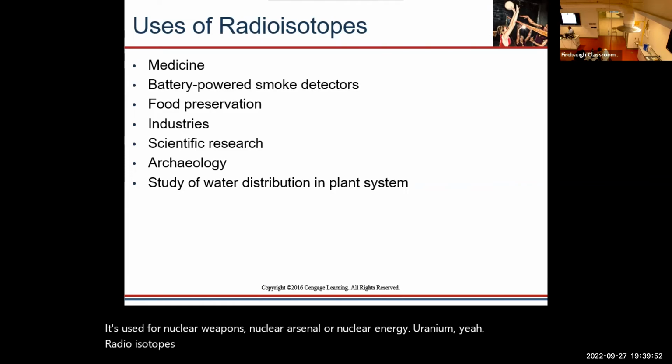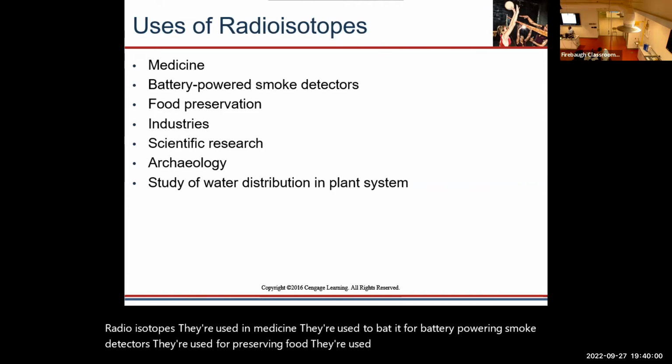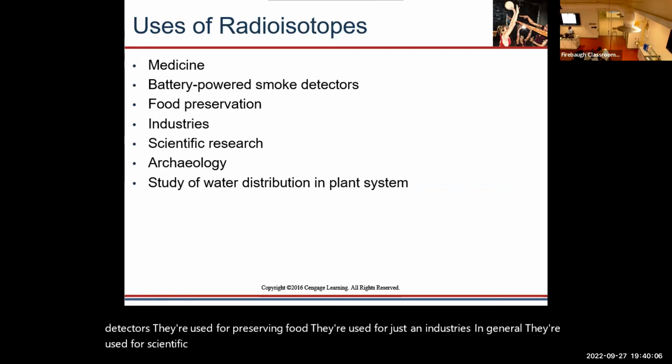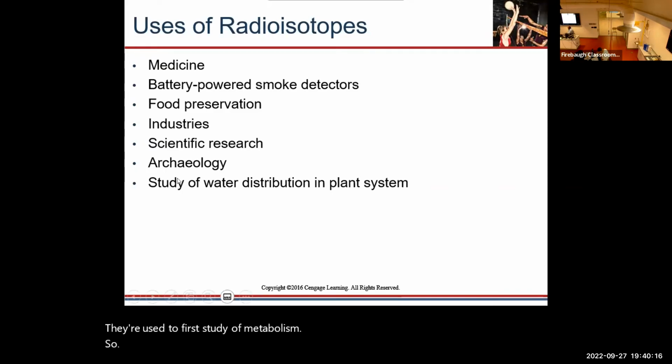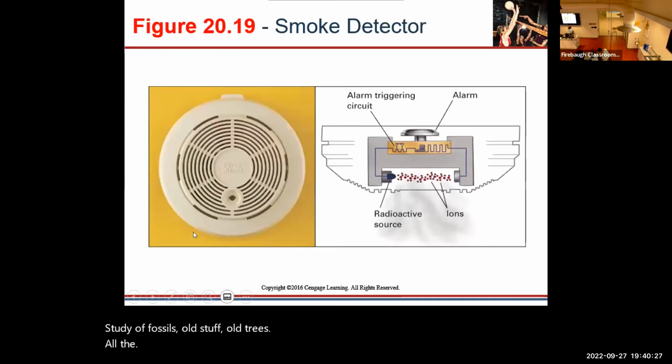Radioisotopes are used for battery power and smoke detectors. They're used for preserving food, for scientific research, archaeology, studying water plants, and studying metabolism. In archaeology, they're used to study fossils, old trees, and old remains.